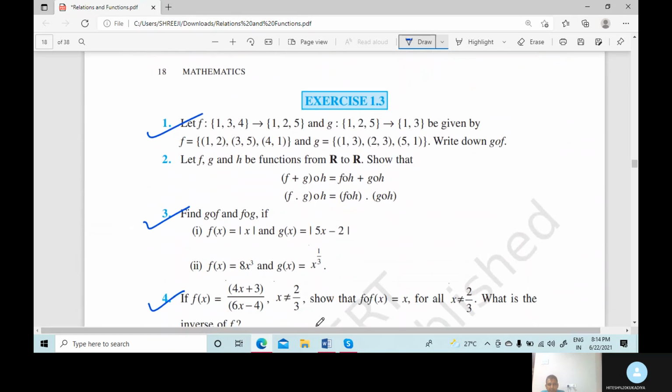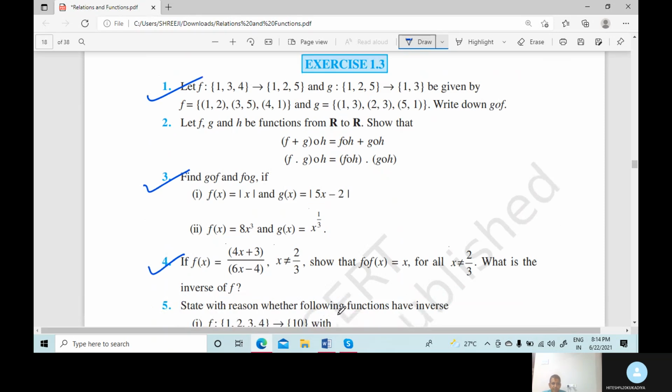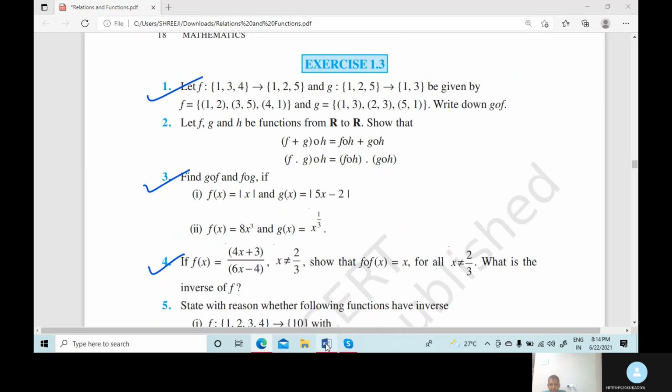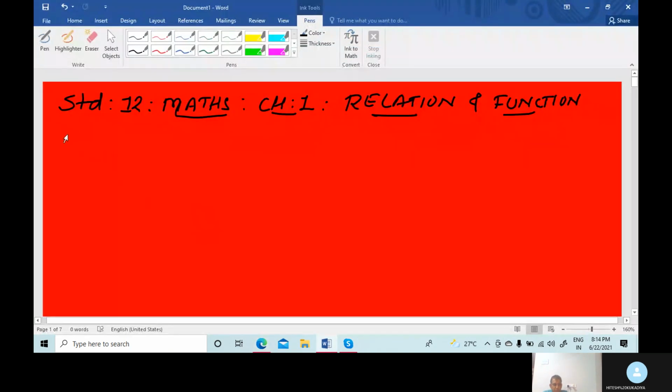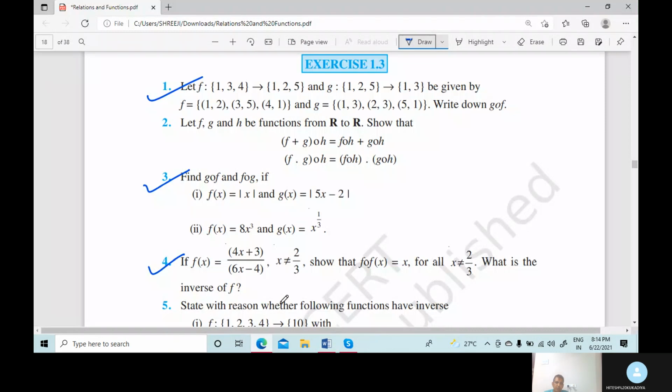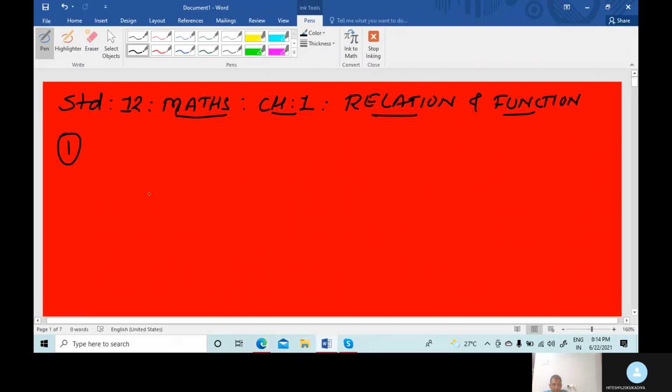Look at Exercise 1.3. First we discuss question number 1. Here f is a function from {1, 3, 4} to {1, 2, 5}. We draw the Venn diagram: domain 1, 3, 4 and codomain 1, 2, 5. Here is the function f. Clear?